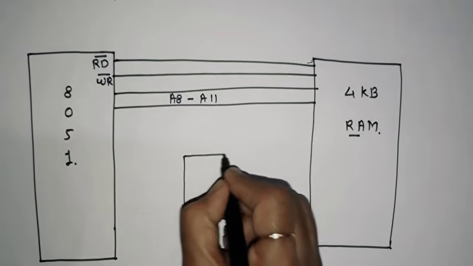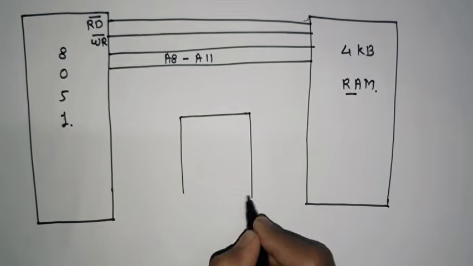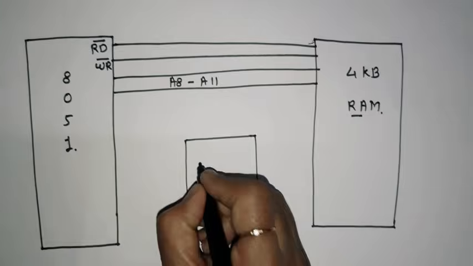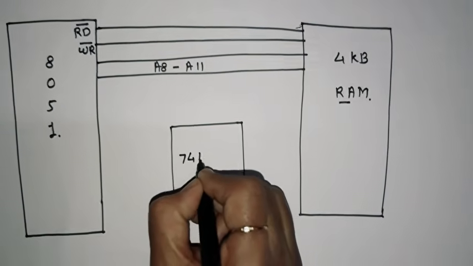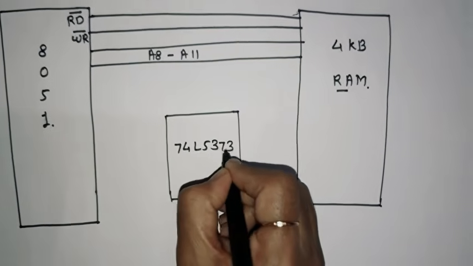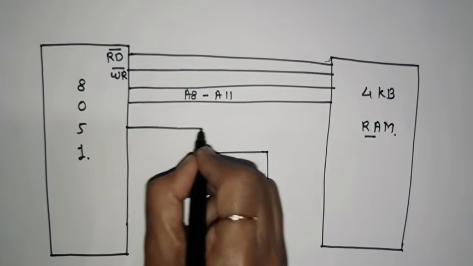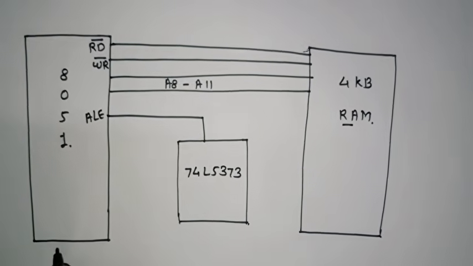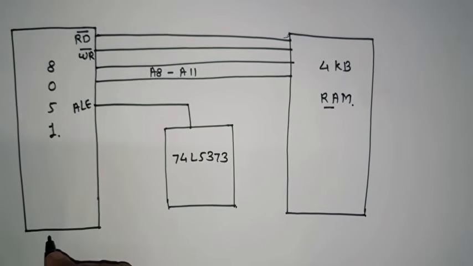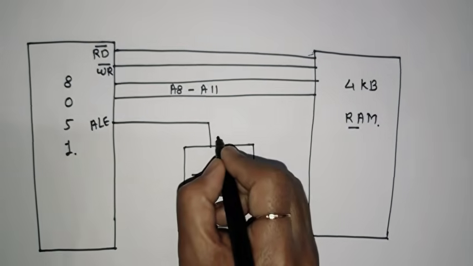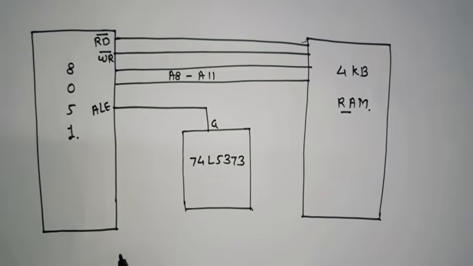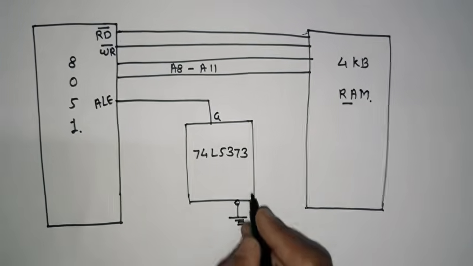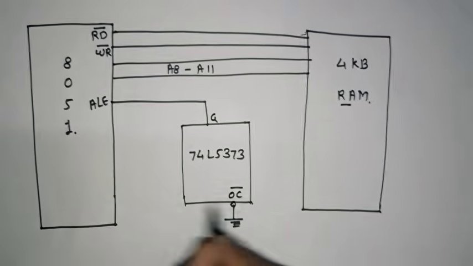To demultiplex the low order address bus, a D-latch IC, that is IC 74LS373, is used. The ALE pin, that is address latch enable, is used to demultiplex the low order address bus and data bus. It is connected to the G pin of this IC. The other enable pin is active low, therefore it is connected to ground.